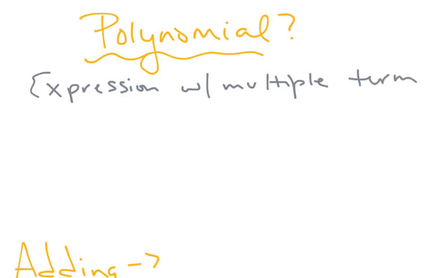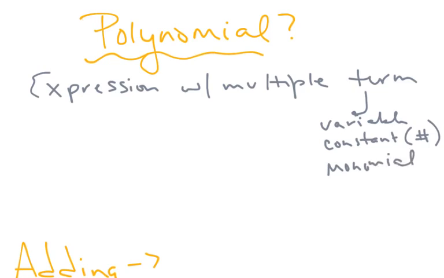It could be a variable. It could be a constant, which is a number. It could be a mix of the two. So it could be what we would call a monomial, which is a mix of a number and a variable, so something like 2x. It could be a variable squared.